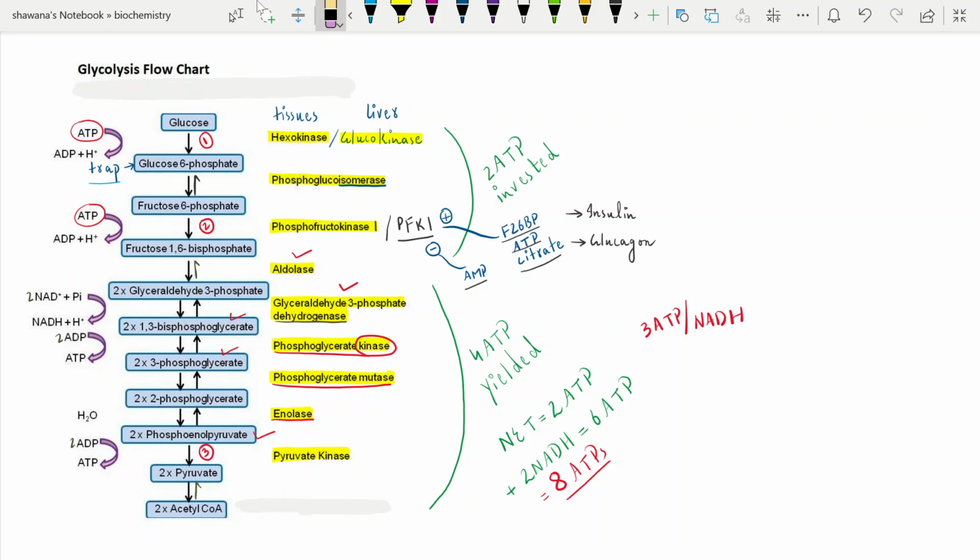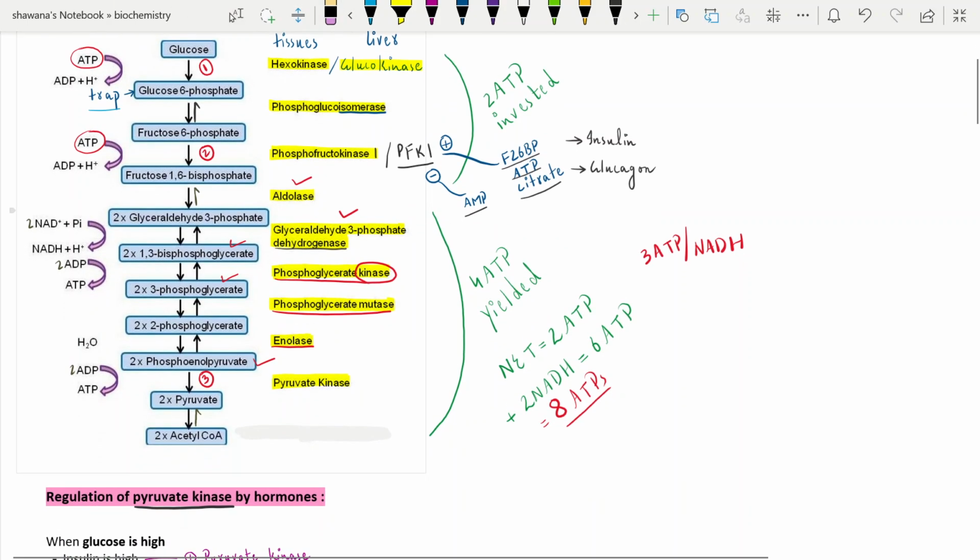The next step is the conversion of fructose 1,6-bisphosphate to one molecule of glyceraldehyde 3-phosphate and one molecule of dihydroxyacetone phosphate. But dihydroxyacetone phosphate must be converted to glyceraldehyde 3-phosphate before it goes into the subsequent steps of glycolysis. So dihydroxyacetone phosphate converts into glyceraldehyde 3-phosphate, and now we have two molecules of G3P. I will abbreviate that, and this step occurs with the help of the enzyme aldolase.